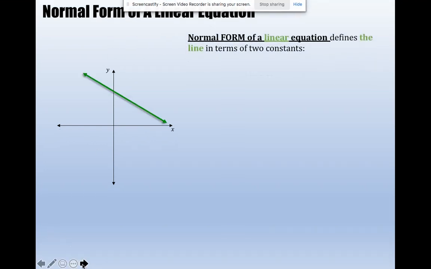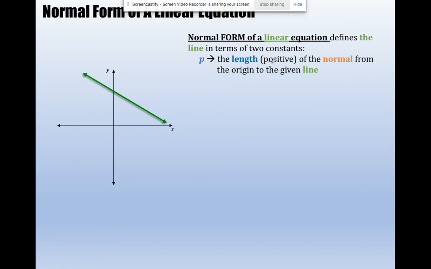So there's my line. The normal form of this green line is going to define this line not in terms of its slope and y-intercept or in terms of its intercepts. It's going to define the line in terms of the length, which is positive, of its normal from the origin, as well as the positive angle that the normal, which is perpendicular through a given point, makes with the x-axis.